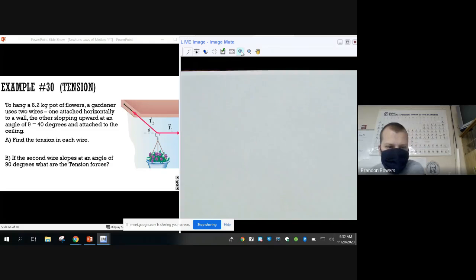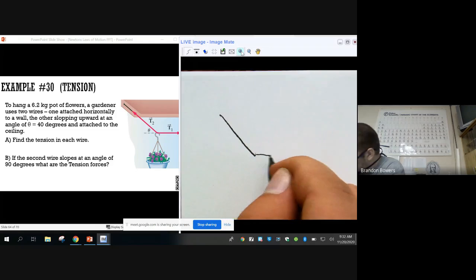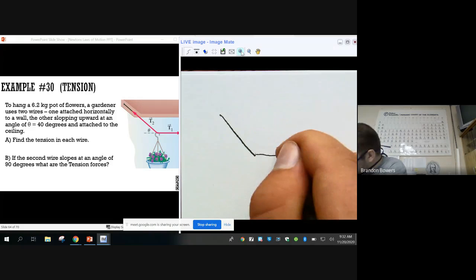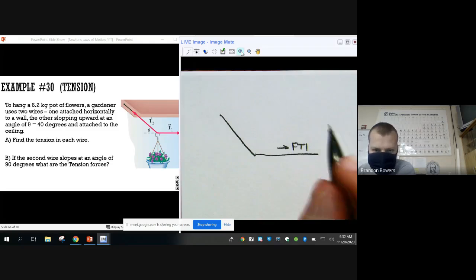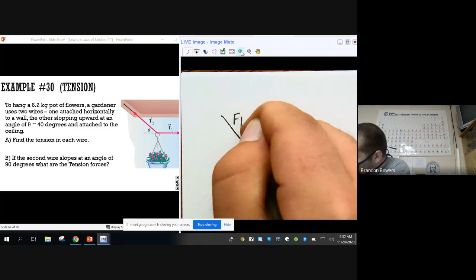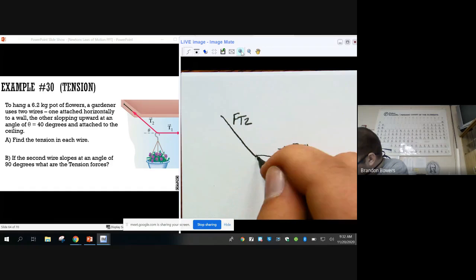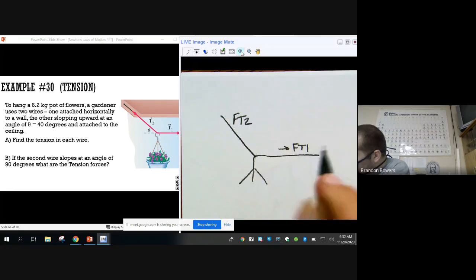So let's see. To hang a 6.2 kilogram pot of flowers. All right, so I'm going to have an angle. Looks like that. So this is force of tension 1, pulling it this way. This is force of tension 2. Okay, let's see. There is a hanging pot. I'm not going to try to draw that.